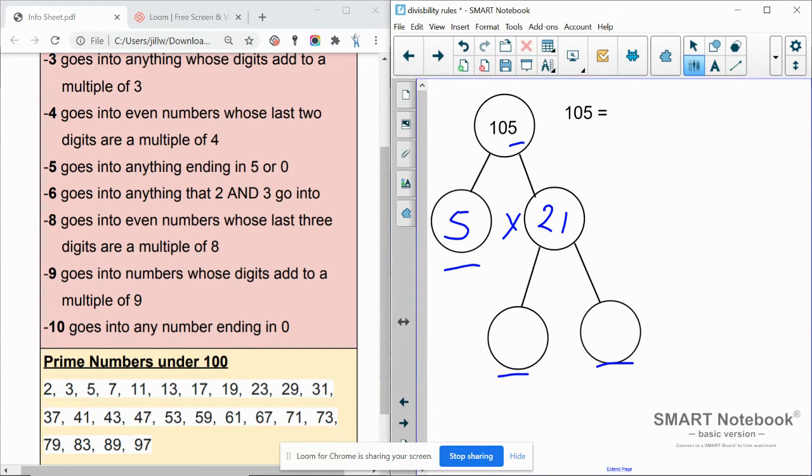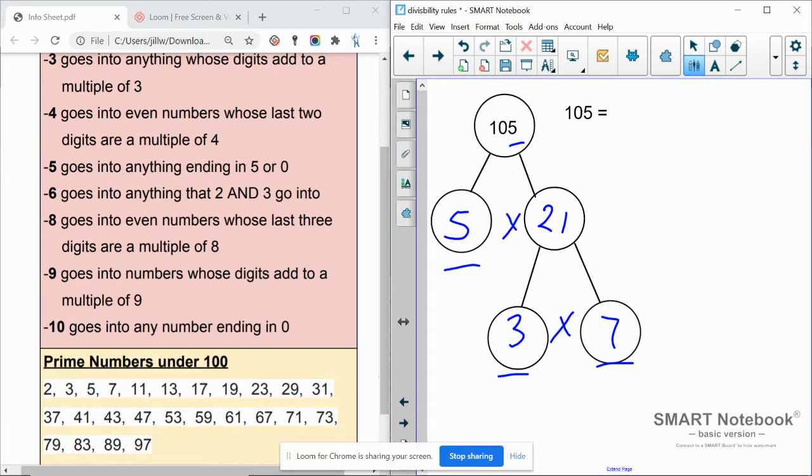Okay, next I am going to now look at the 21. It's not even, so I can't divide it by 2. But I can divide it by 3 because 2 plus 1 is 3. 3 goes into 3. So I can use 3 right here because 3 is a prime number. It's on my list. And then I know from my math facts that 3 times 7 makes 21.